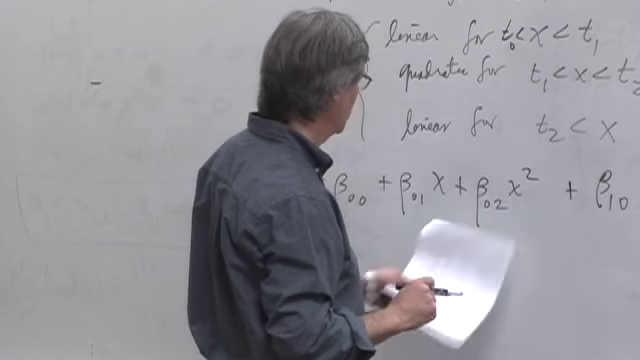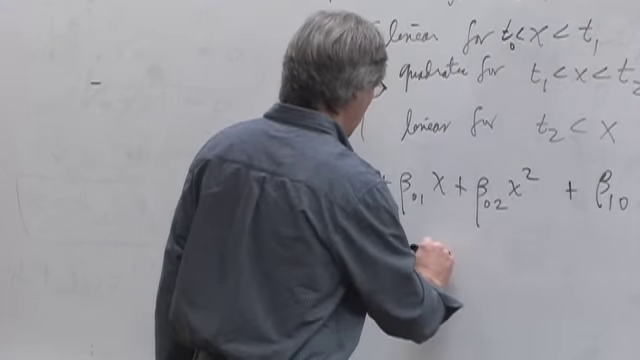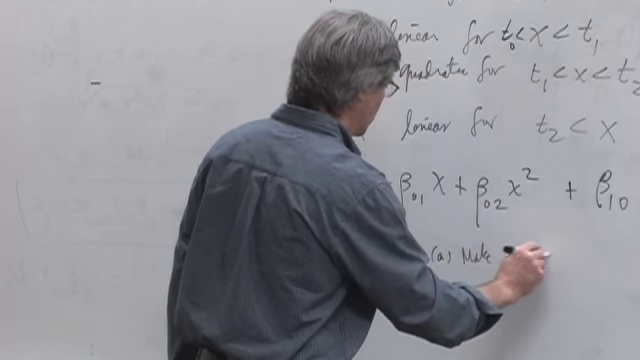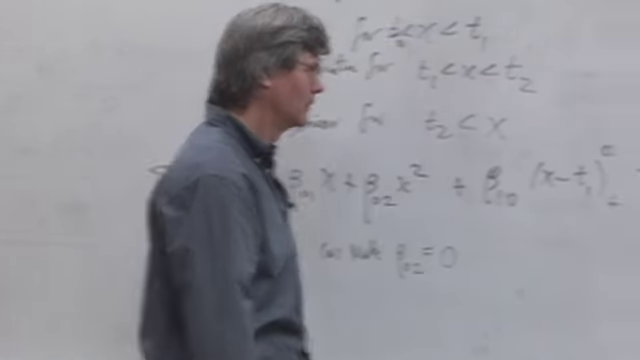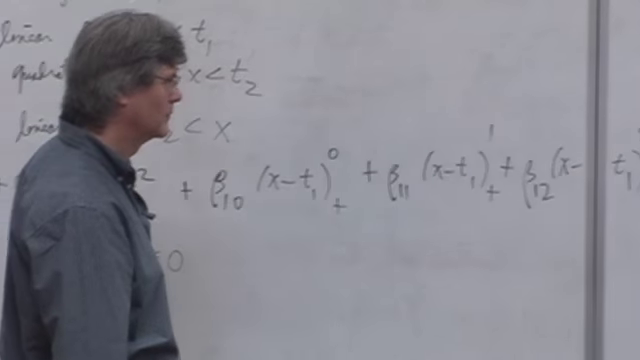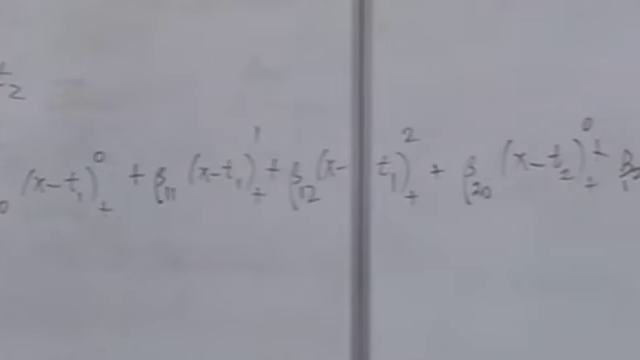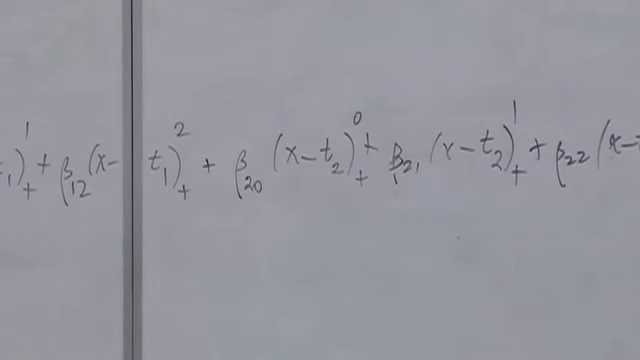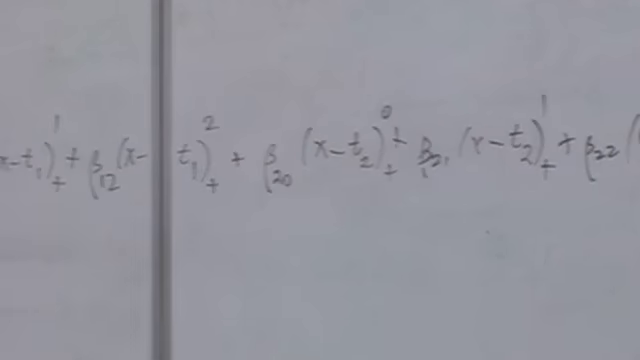Okay, this one. So part A, make beta 02 equal to 0. And then we can make beta 22 equal negative beta 12. That's very good. Beta 22 equals negative beta 12, because you want to kill the quadratic.